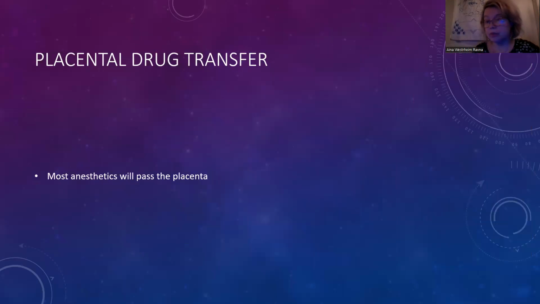And you might want to just remember that most anesthetics will pass the placenta. If you give an analgesic in phase 2 of labor, it is likely that the baby will also be affected. So just remember that.